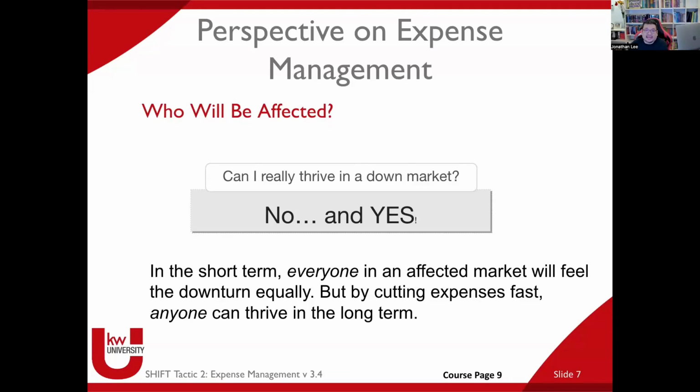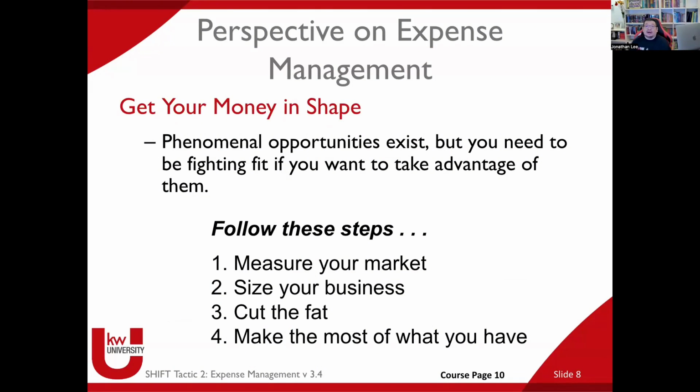And the question is, can you really thrive in this down market? You will feel very uncomfortable in a down market. You will feel that things are not moving forward. Everybody will be affected in a downturn market. But cutting expenses fast, anyone can thrive in the long run. Now, what expenses are we talking about? I think the opportunity to cut expenses starts from your personal expenses, right? So what are some of the personal expenses that you can cut?